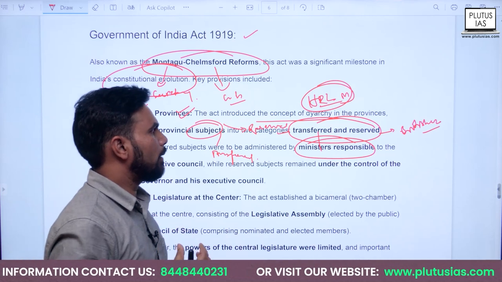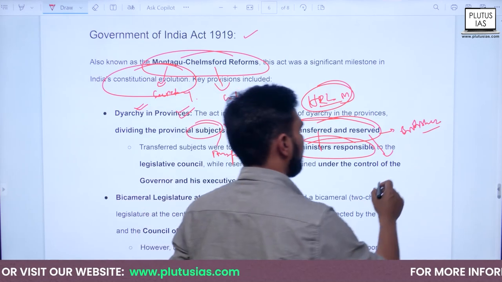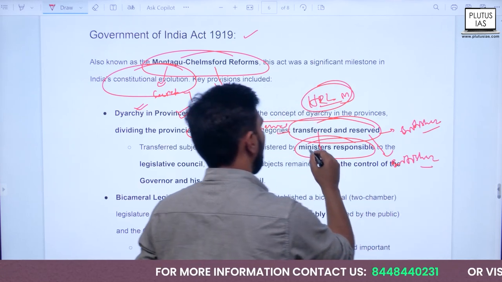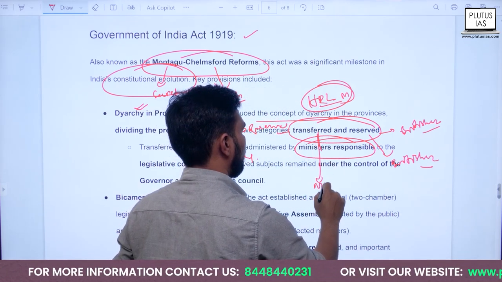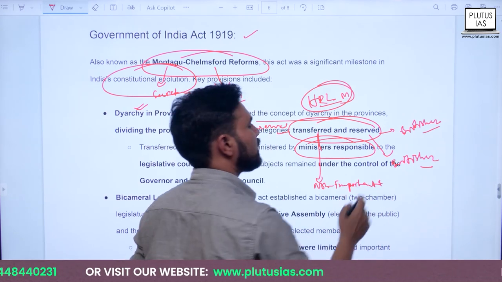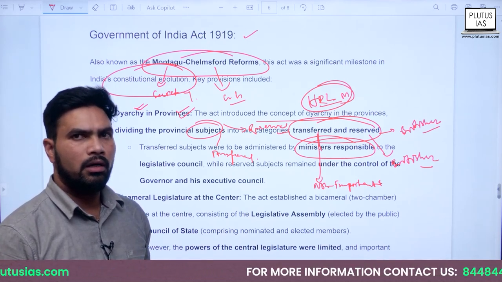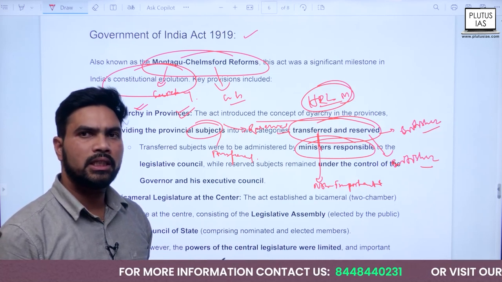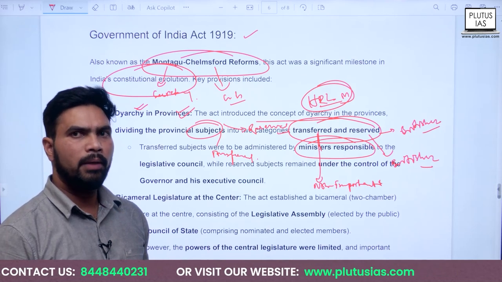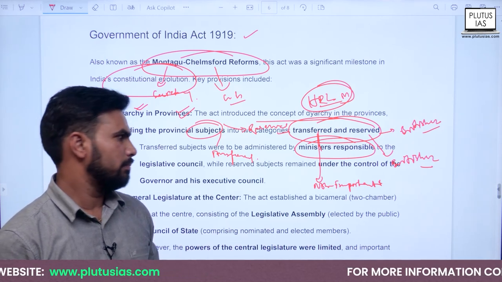What happened actually is that the revenue generating subjects or items were retained with the Britishers. And the insignificant, non-important subjects, which involved expenditure, spending of money, have been transferred to Indians. So the Indians had neither the powers nor the resources to implement the programs or the subjects that were transferred to them.